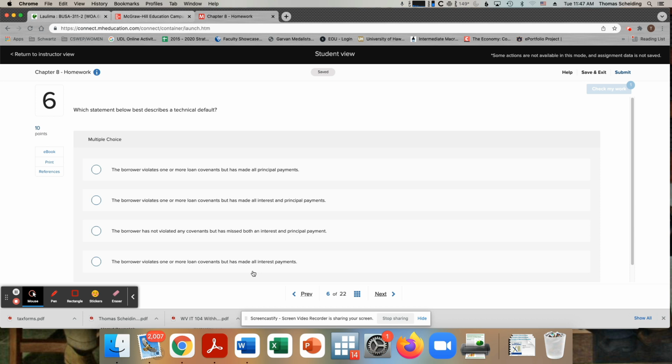So, in terms of a technical default, it is true that you would have one or more loan covenants that aren't being met. But if it's not making the principal payments, that's just a default. That's not a technical default. What you need to have going on here is both the interest and the principal being paid, but some other covenant being violated, such as a cash to debt ratio or some other ratio that's within the loan document. So all interest and principal payments made, some covenant being violated that's in that loan document.